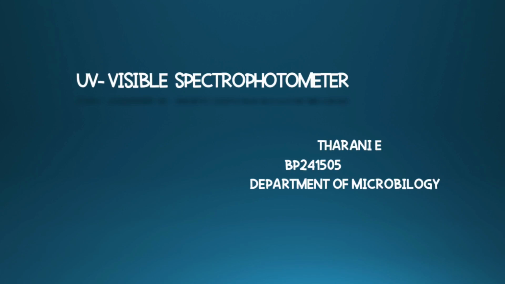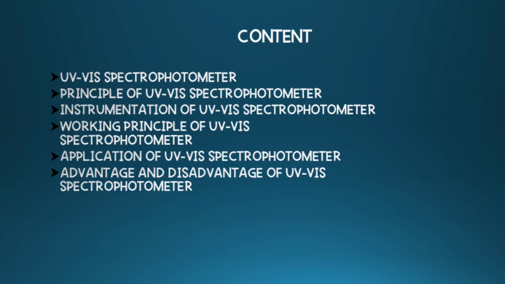We are going to see the ultraviolet visible spectrophotometer, or UV visible spectrophotometer. The content of this video: UV visible spectrophotometer, principle of UV visible spectrophotometer, instrumentation of UV visible spectrophotometer, working principle of UV visible spectrophotometer, application of UV visible spectrophotometer, and finally advantage and disadvantage of UV visible spectrophotometer.